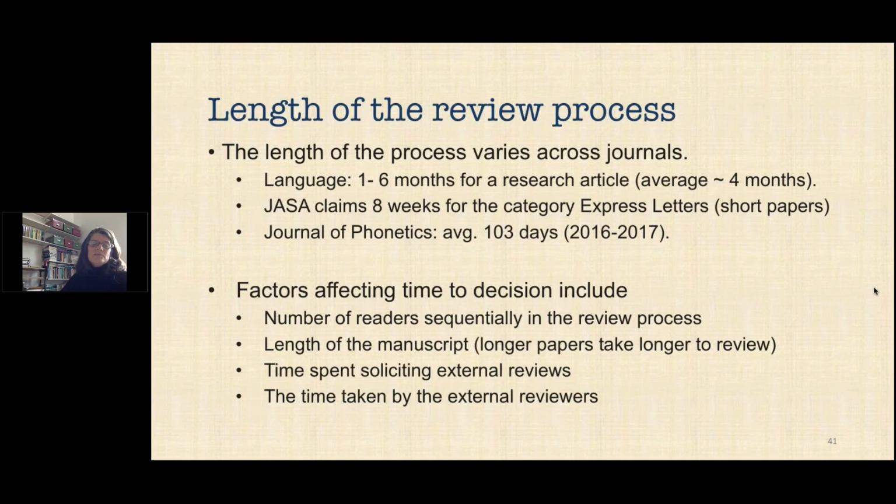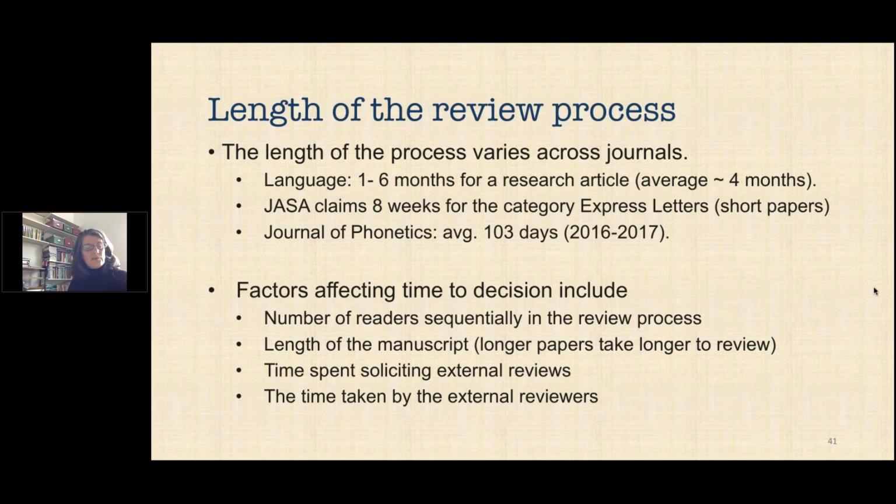So what are the factors that affect the time to decision? One, I would say that the single most important factor is the number of readers sequentially in the review process. At a journal like Language, we have the editor who reads everything, some things more carefully than others, in the sense that we have our specializations as well, but we read everything.